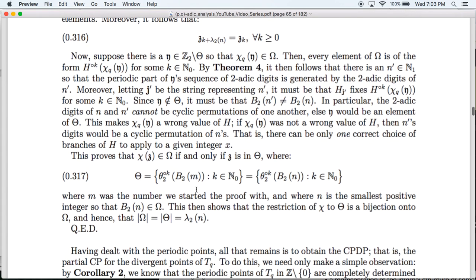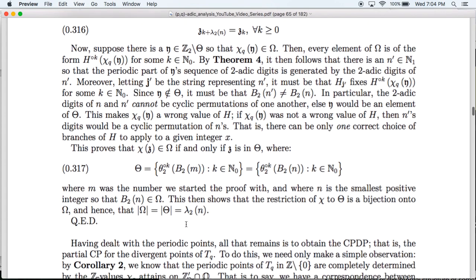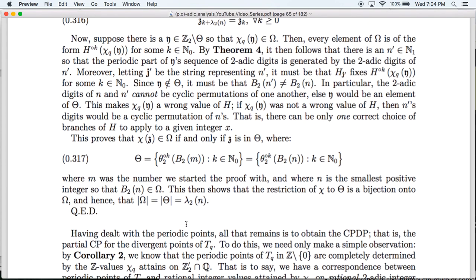And then here m is the number we started the proof with, and m is the smallest positive integer such that b2 of n is, no, this is wrong. This should be chi q of b2 of n is in omega. This then shows that the restriction of chi to big theta is a bijection from big theta to big omega, and thus they all have the same cardinalities. So, that out of the way, we've dealt with the periodic points.